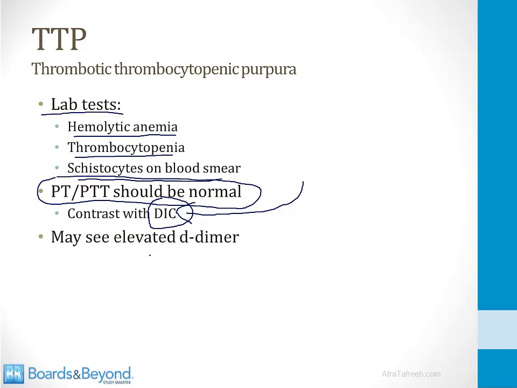You can see an elevated D-dimer, however, in TTP, and this is because there is still some formation of fibrin and some breakdown of fibrin, enough so that the D-dimer level can become elevated, but not so much formation of fibrin that the coagulation factors become consumed, as you see in DIC.